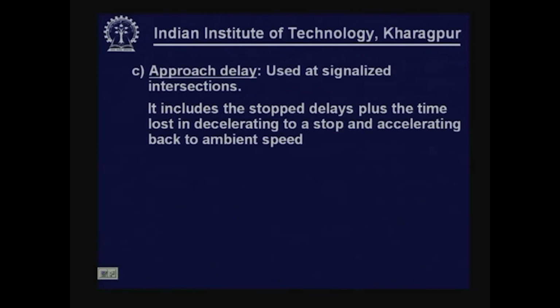Sometimes we represent it by the approach delay, that means while vehicles are approaching an intersection, what is the total approach delay? It is used particularly at signalized intersections. It includes stop delays at the intersection plus the time lost in decelerating to a stop and then accelerating back to ambient speed. As if there is no stopping, what would have been the time, and now because of deceleration, stop and acceleration, what time is being taken.